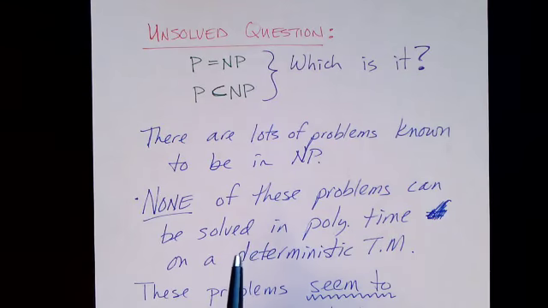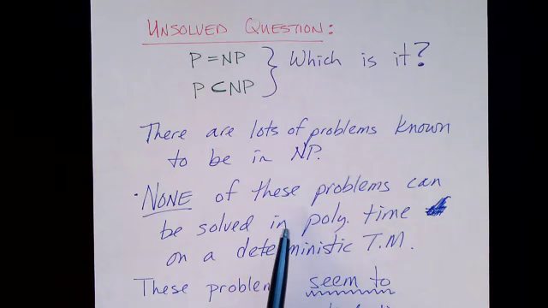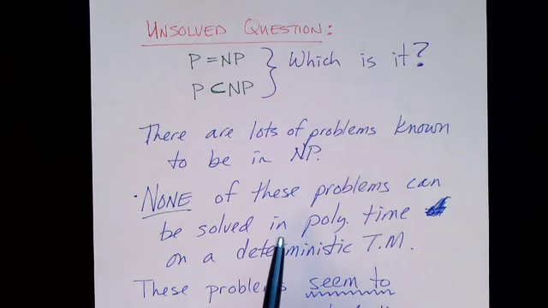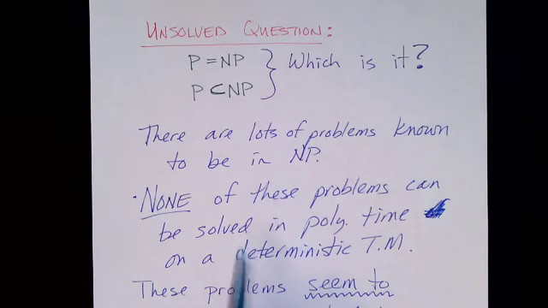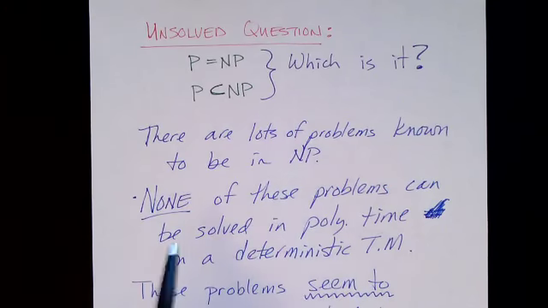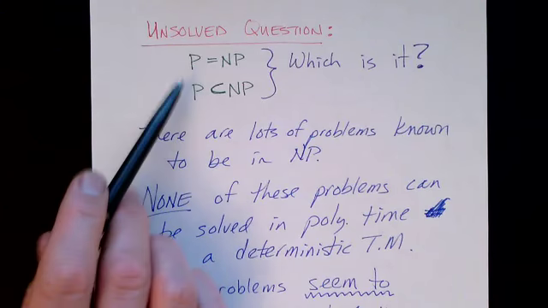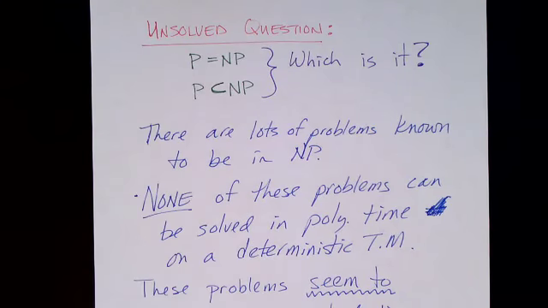It's not known whether problems like Hamiltonian path and clique and the satisfiability problem, which we haven't talked about yet, are in P or not. So this is an open question, and I think there's a $1 million prize being offered to the person that can prove either one of these two possibilities.